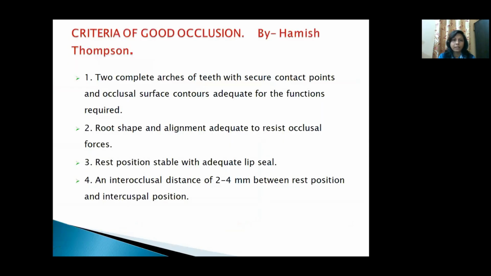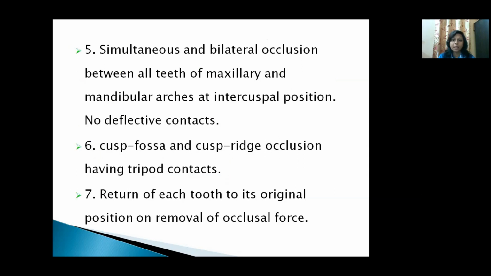So criteria for good occlusion include 2 complete arches of teeth with secure contact points and occlusal surface contours adequate for the functions required, root shape and alignment adequate to resist occlusal forces, and rest position stable with adequate lip seal. An interocclusal distance of 2 to 4 mm between rest position and intercuspal position. Simultaneous and bilateral occlusion between all teeth of maxillary and mandibular arches at intercuspal position. No deflective contacts should be there.